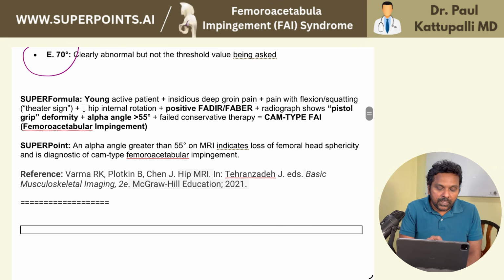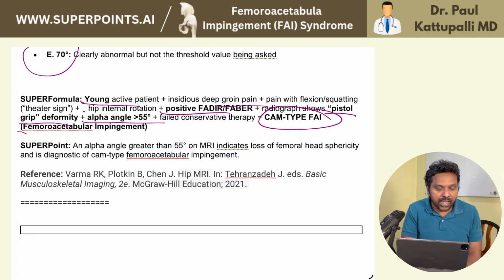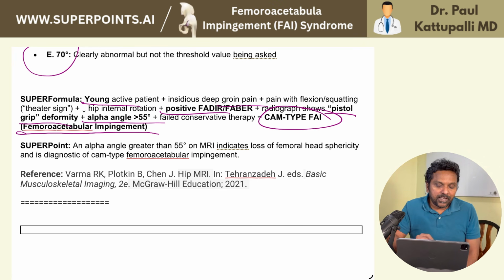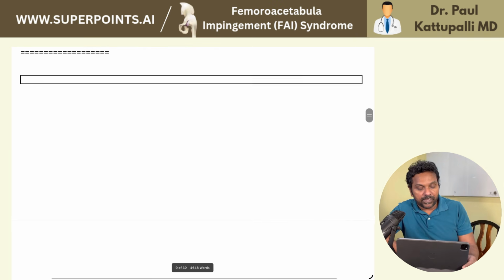So if you see this in a question like there is a young patient, groin pain happening, positive FADIR test, pistol grip deformity, alpha angle more than 55, that is CAM type FAI, femoroacetabular impingement. Super point here is an alpha angle greater than 55 degrees on MRI indicates loss of femoral head sphericity and is diagnostic of CAM type femoroacetabular impingement.